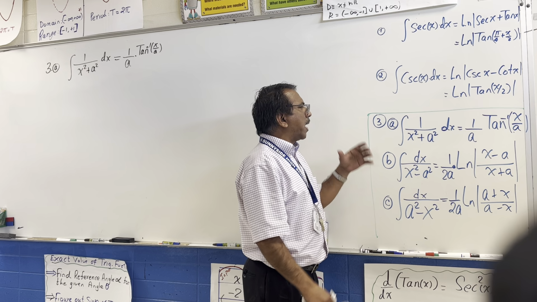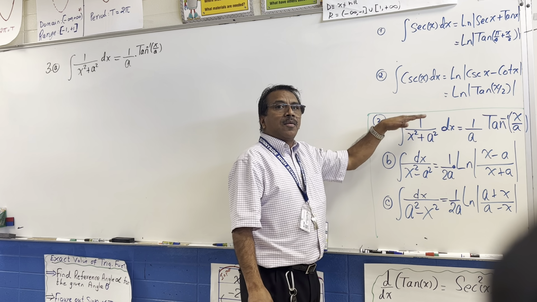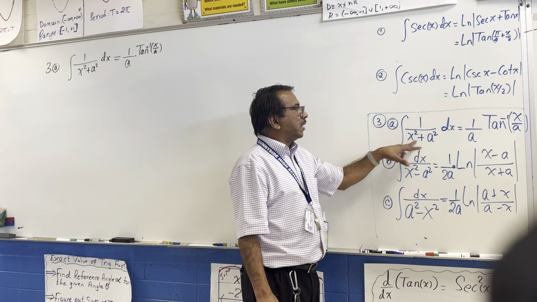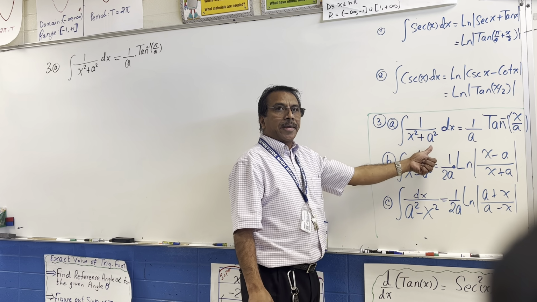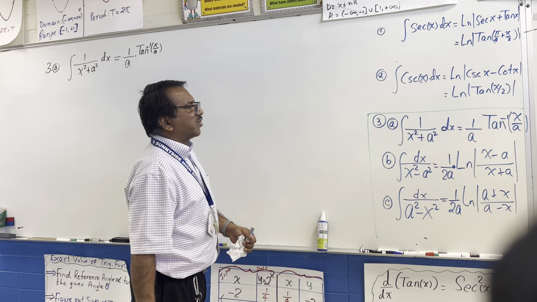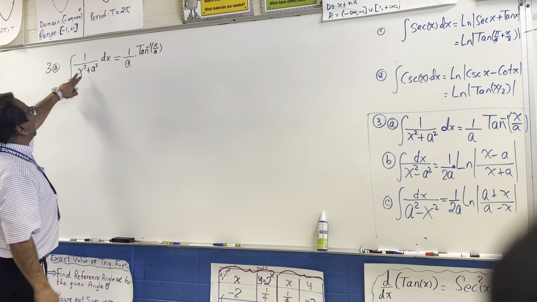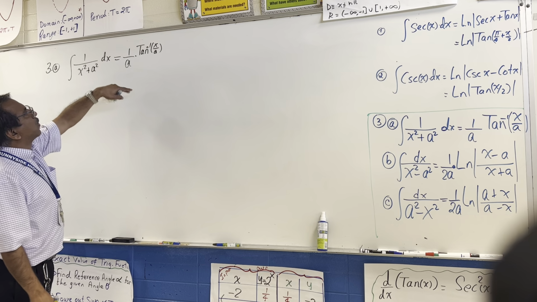Like to prove why the integral of a 1 over a quadratic form where the linear term is missing, you have a quadratic and a constant. So I'm going to go straight away to the first one. So here it is, the integral of 1 over x squared plus a squared is this.